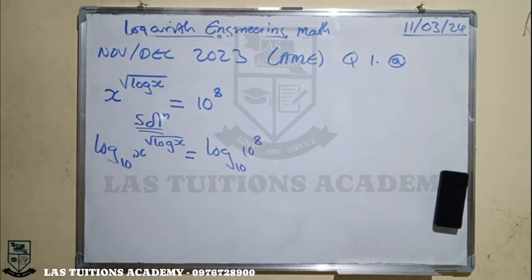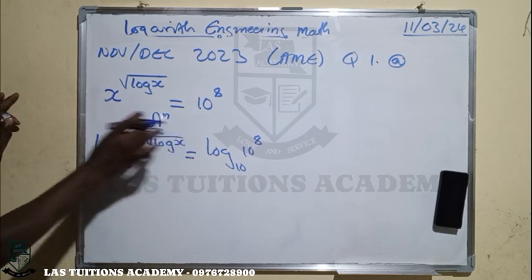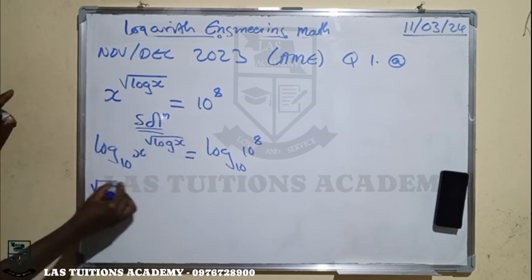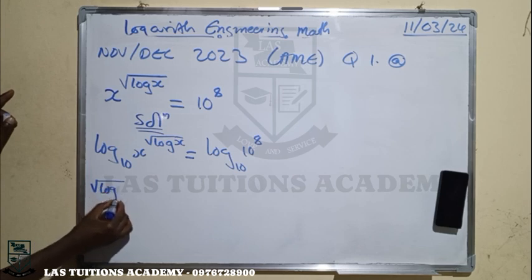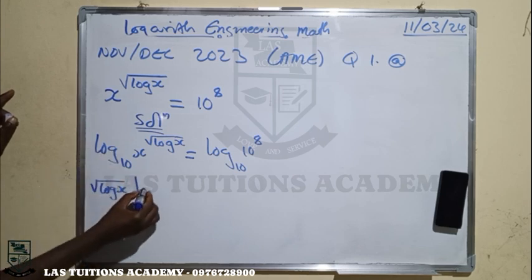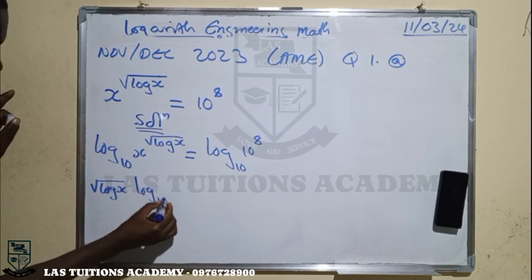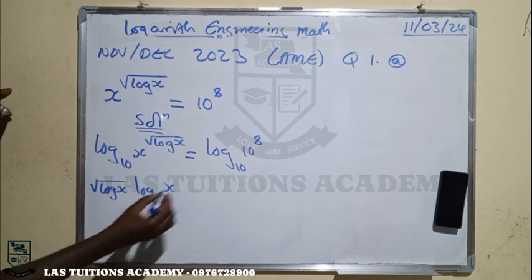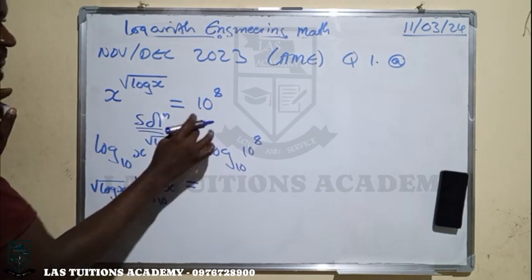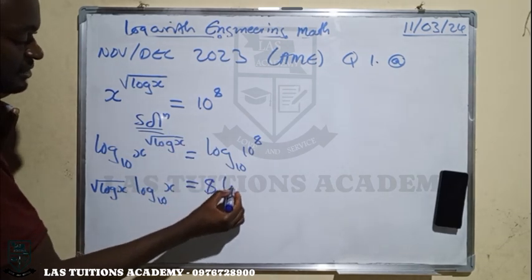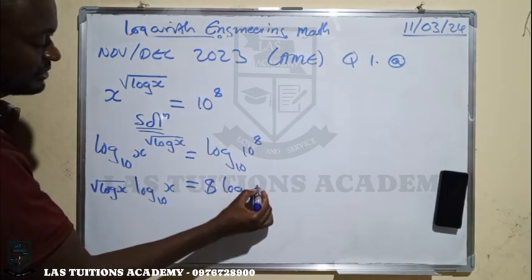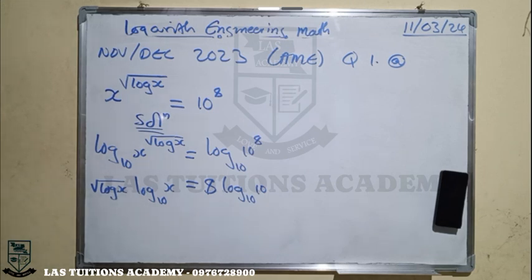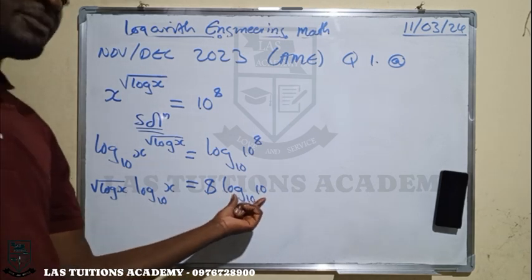Okay, so next stage we can drop the powers. We are dropping this power, using the power rule. So I'm going to say root of log x, multiplying by log 10, like this. This is equal to, we can drop the 8, so I'm going to have 8 log 10, 10. Now, this one I'm sure you already understand will give us a 1.